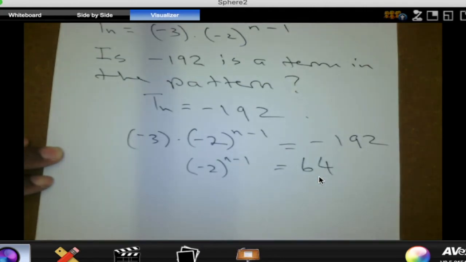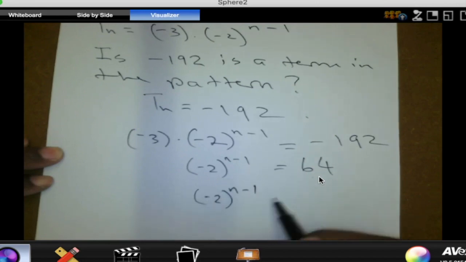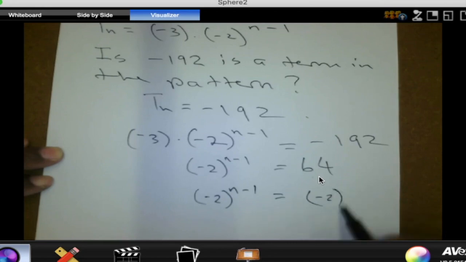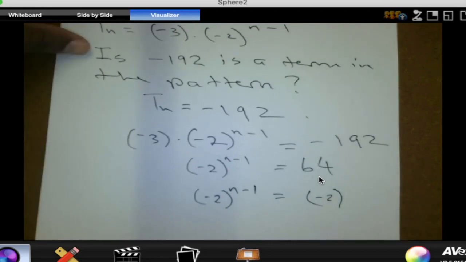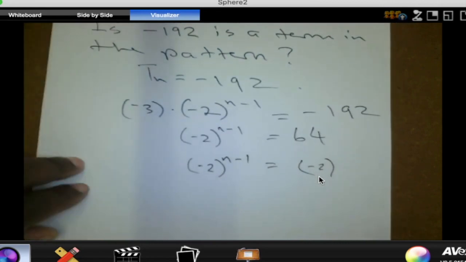Right, so you then make them the same bases. What is the base on the left-hand side? Is that a 2? That's a negative 2. So we need to try and make that one a negative 2 as well, because the base here is negative 2. So this is negative 2 to the n minus 1. So we need to write 64 as negative 2 to the power of something. What is the exponent? Is it 6? So that will be 6.